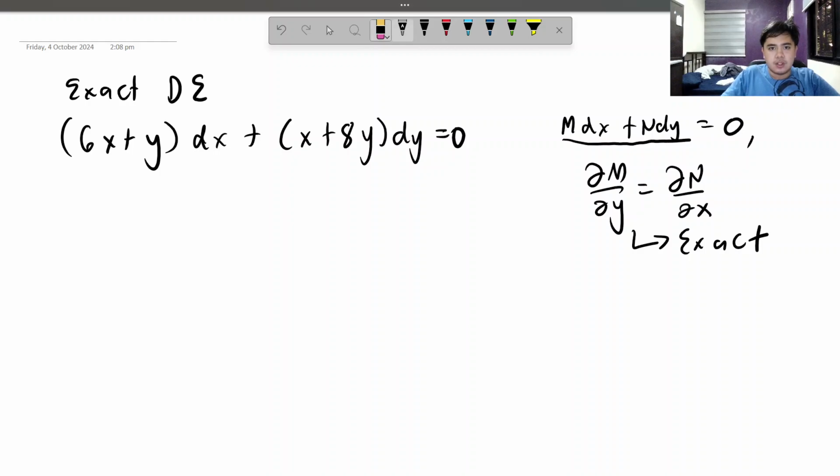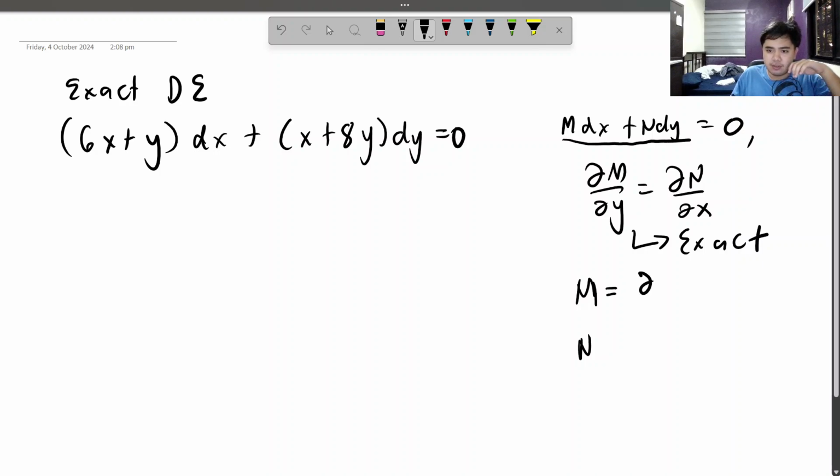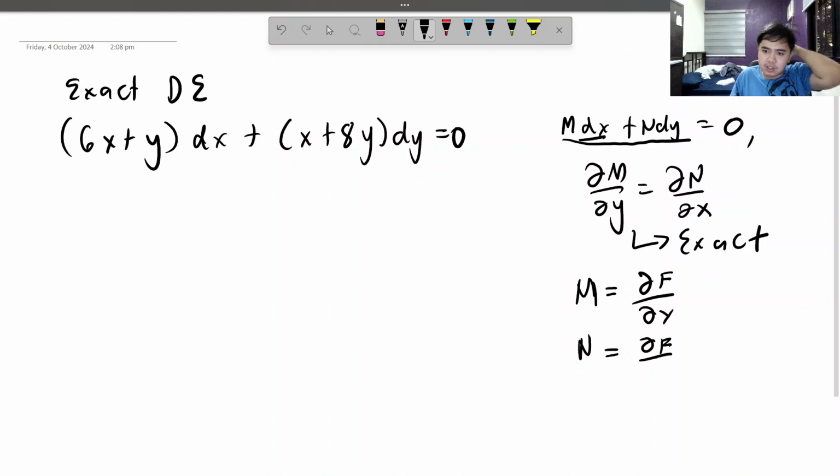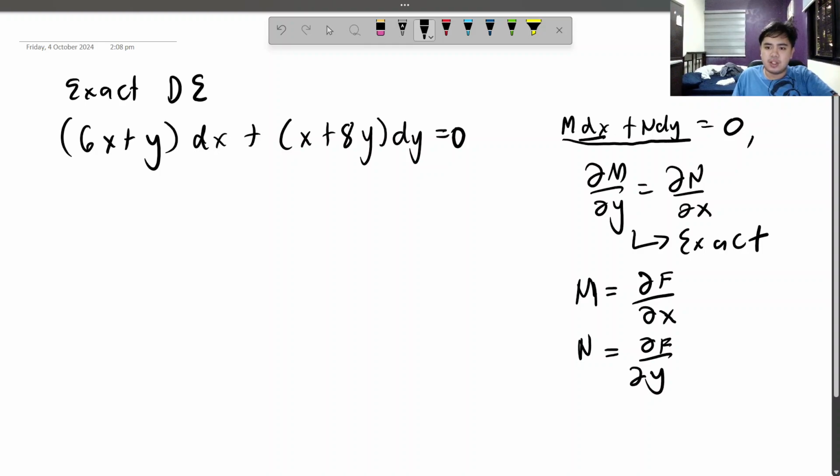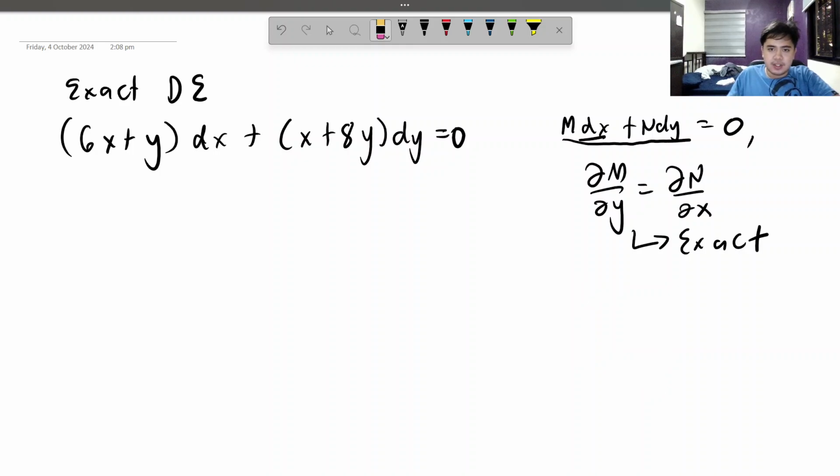And a note here: M and N are actually partial derivatives themselves. M is the partial derivative of some function f with respect to x. That's why we have dx here. And N is the partial of f with respect to y. That's why there's a dy here. So we will use this knowledge in order to help us in this equation.